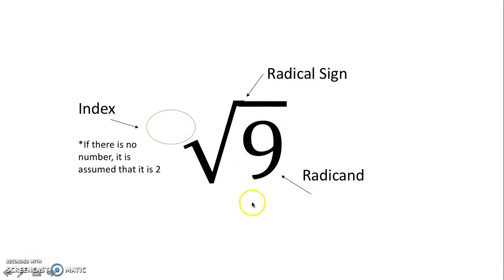And then whatever's underneath the radical sign is called the radicand. You might not hear that vocab word a lot now, but you will as you get higher into your math classes. So these are the different parts of the square root.